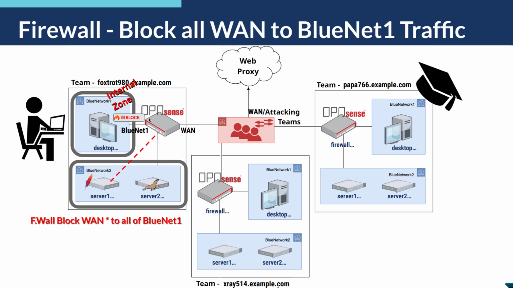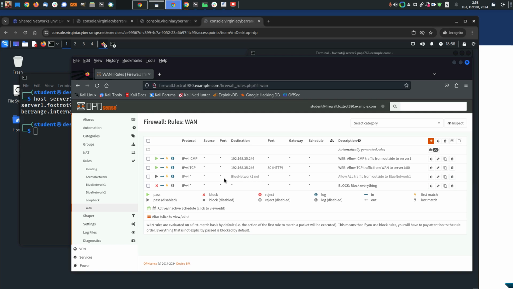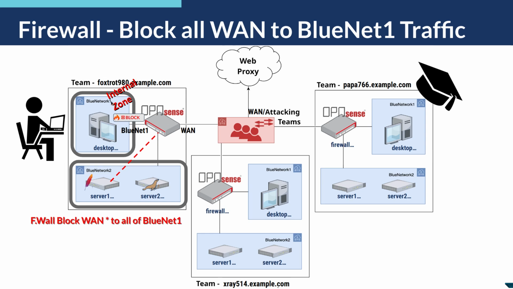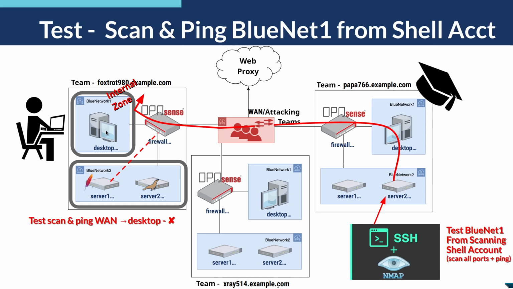So this rule says I want to block WAN star to all of Blue Network 1. Okay, well, there's my Blue Network 1. So really I want this to be a block, WAN to Blue Network 1. Yeah, I would probably edit this rule and make it into a block rule. Edit this rule, turn it into a block rule, and make this say, this is my INET rule for blocking everything to Blue Network 1, and that would effectively give me my internal zone. And then I'd, of course, get on SSH and test that.